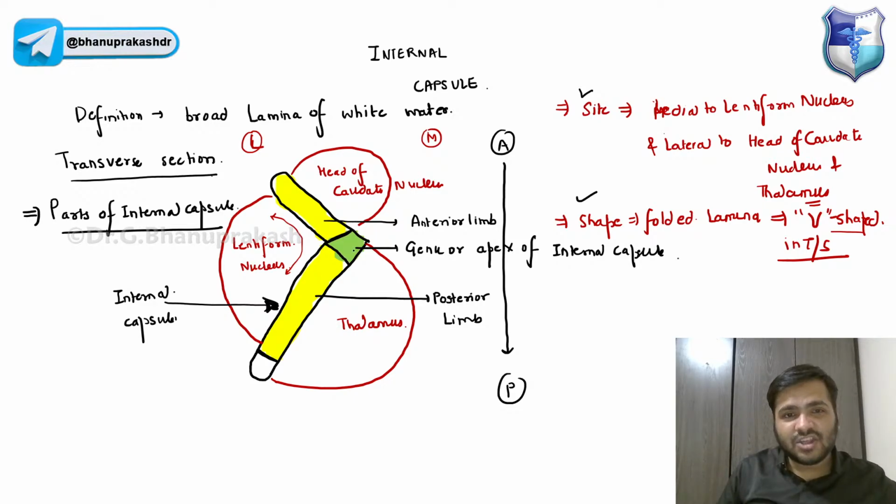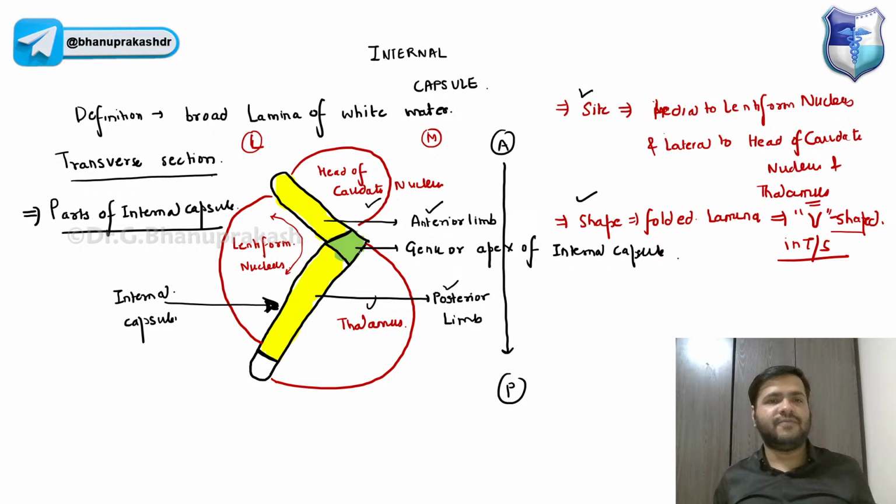So it is the angular junction, guys, which you can see between the anterior limb and the posterior limb. It lies between the head of the caudate nucleus and the thalamus posteriorly. So between the head and the thalamus, this is the genu or the apex of this internal capsule.